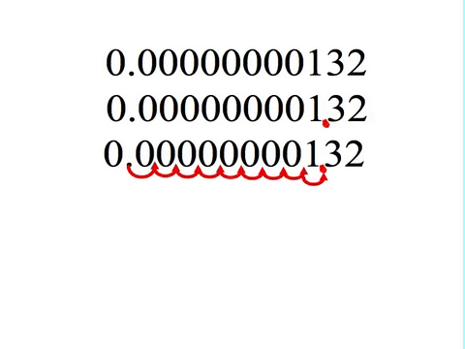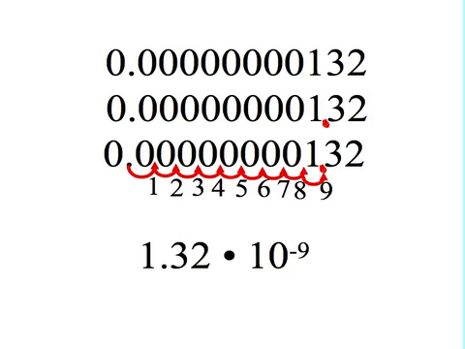So let's count. We make some marks as shown, and then we count them up, and I count 9. So we're going to have to move the decimal point 9 places. And our mantissa is 1.32, but of course this is 9 places in the opposite direction from when we were putting large numbers in scientific notation. So of course, for small numbers, it's a negative exponent: 1.32 times 10 to the negative 9th.